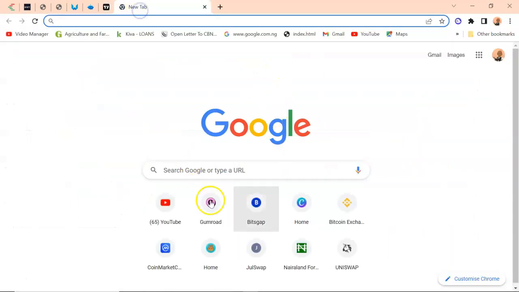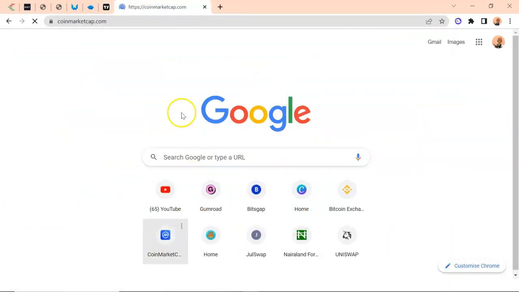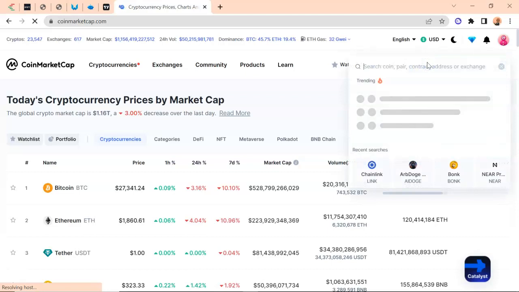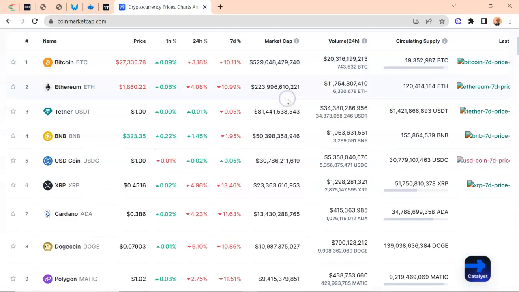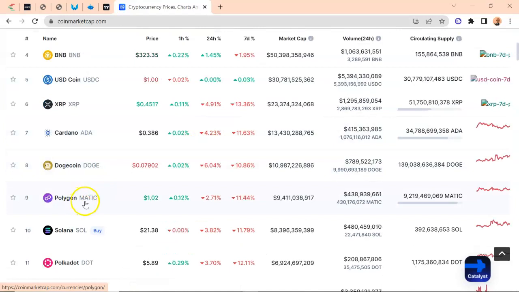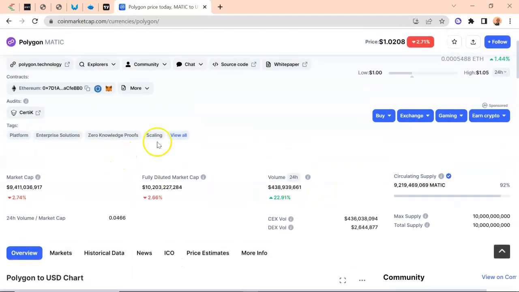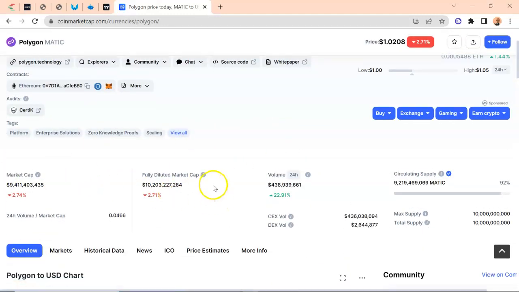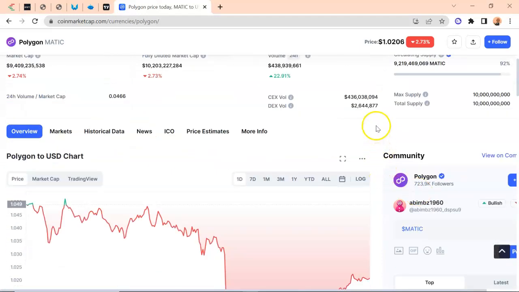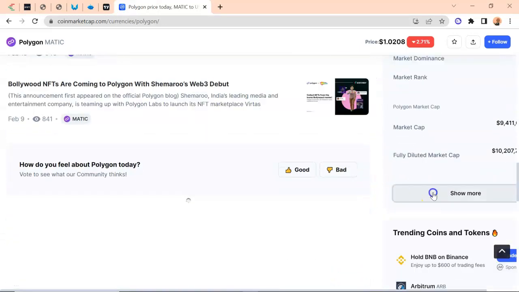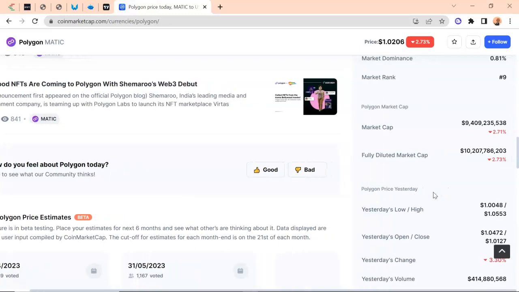Let me tell you the reason why. I'm going to go to CoinMarketCap now. As usual, I love to go to CoinMarketCap to check metrics that can actually invalidate the analysis. Before we go into that, let's have a look at Polygon. It's among the top 10, ranking number 9 in the world, and having a market cap that is close to the FDMC. That's incredible, right?